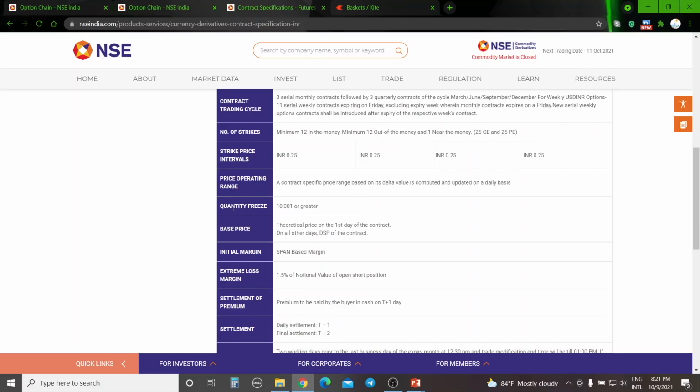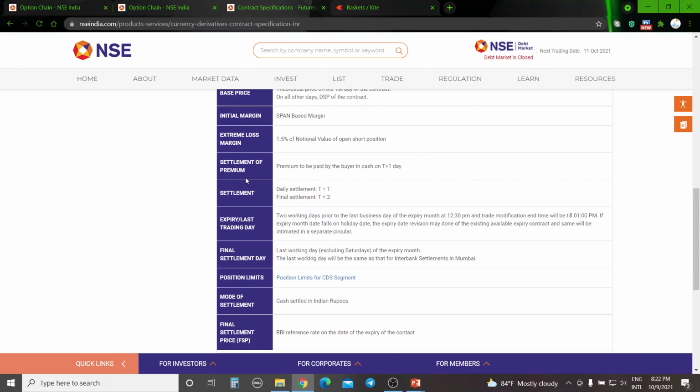Quantity freeze means this is the maximum number of lots you can put in a single order. You can put 10,000 lots in a single order. You see the order value is huge. Why the order value is huge will come in the next section, but just remember that a single order can be 10,000 lots.